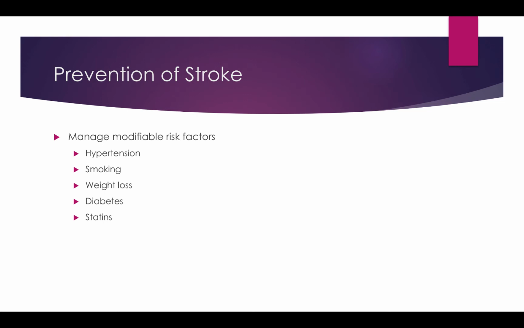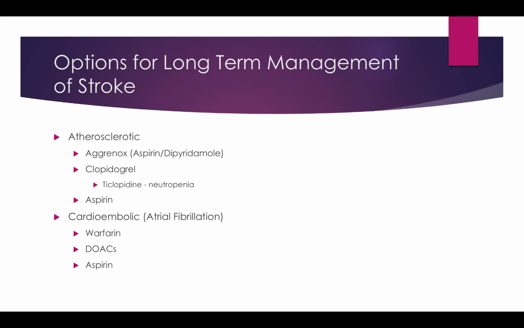As far as prevention of stroke, it's important to manage those modifiable risk factors. Blood pressure, smoking, weight loss, diabetes, statin use, all important things to do there, and can help reduce the risk of stroke. So, options for long-term management of stroke. Here we're focusing on those medications that thin the blood. For atherosclerotic stroke, we need to use Aggrenox or clopidogrel. They're usually the first line agents.